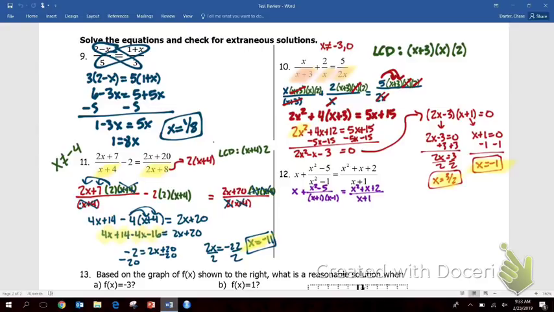Now I need to identify my LCD. The first fraction only has a denominator of 1, so we don't have to worry about that. The second fraction has a denominator of x plus 1 and x minus 1, so I know I need both of those things. The last fraction only has an x plus 1, so I already have the x plus 1 in my LCD, so I don't need the x plus 1 again.